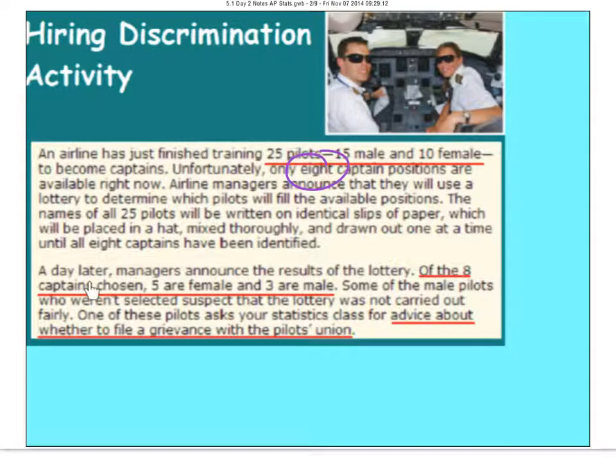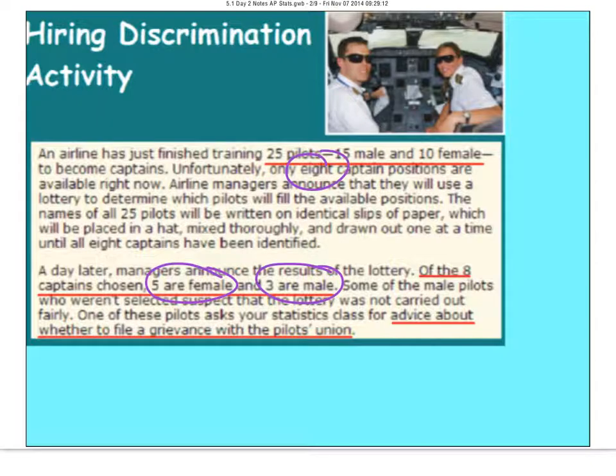A day later, the managers announced the results of the lottery. Of the 8 captains chosen, 5 are female and 3 are male. Some of the male pilots who were selected suspect that the lottery was not carried out fairly. One of these pilots asked our statistics class for advice about whether to file a grievance with the pilots' union. Keeping in mind again, we had 15 males and 10 females. 5 females got the job and 3 males did. Is it time to file a grievance based on a gender issue?